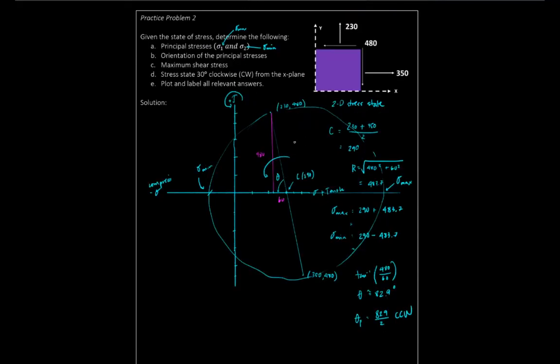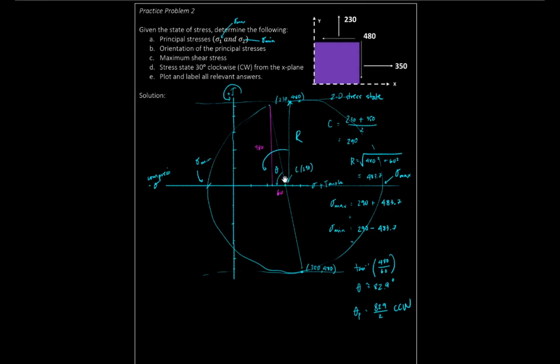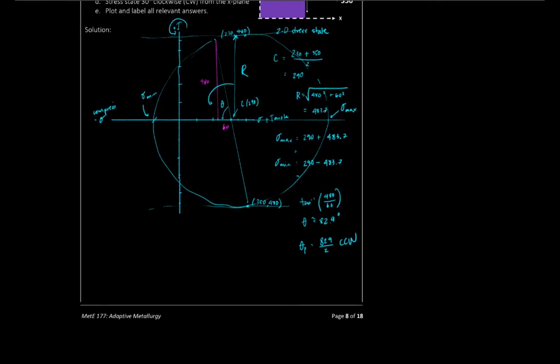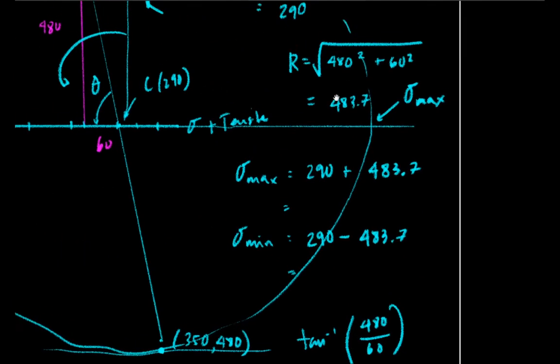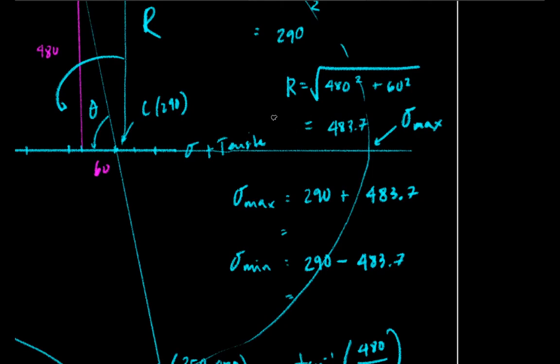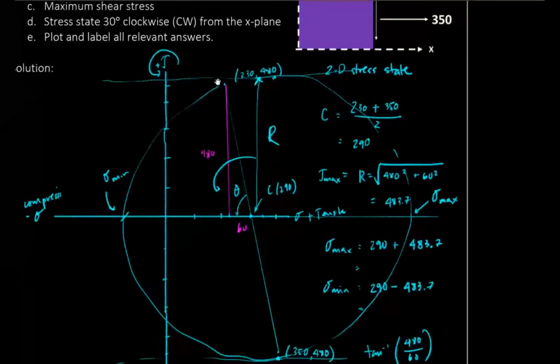Now let's do maximum shear stress. The maximum shear stress is just this value, no? If you look at the Mohr circle, the maximum shear stress is this value or this value, okay? And if this is your center, this actually corresponds to the radius. So the computed radius, 483.7, this value here, is also equal to tau max. Okay, so we computed that.